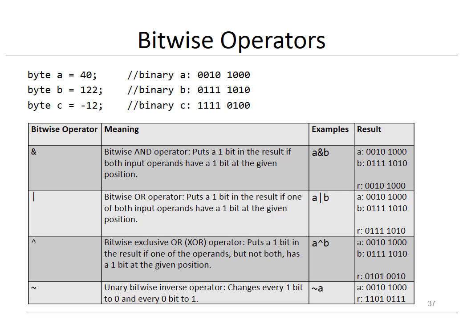Bitwise operators work on bits and perform bit-by-bit operations on the operands. Let's assume we have 3 variables a, b, c, which are of type byte. Remember, the data type byte represents an 8-bit signed integer. The binary representation of 40 is 00101000, since 2 to the power 3 plus 2 to the power 5 equals 40, so we put a 1 in position 3 and 5. The bitwise AND operator puts a 1 bit in the result if both input operands have a 1 bit at a given position and 0 otherwise.